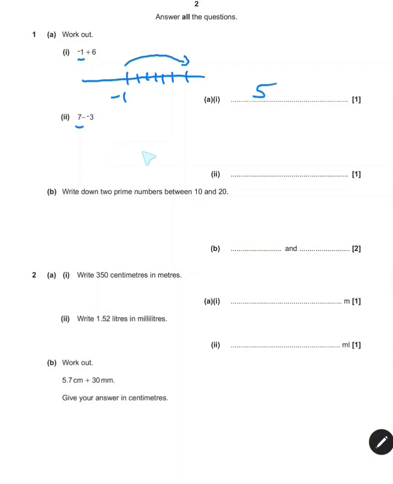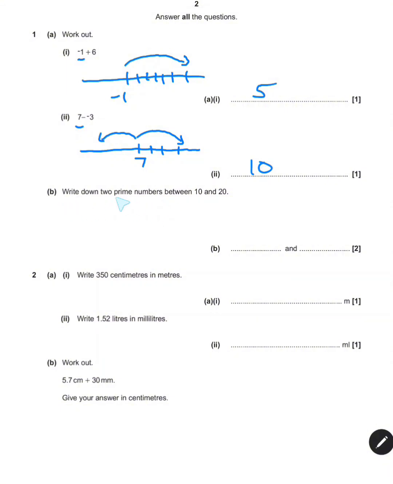Bit more difficult for this one, but we're still thinking along the number line. We're going to start at 7 this time. And if subtract 3 goes that way, then subtract -3 goes that way. So you're going to go 1, 2, 3, and the answer is 10.